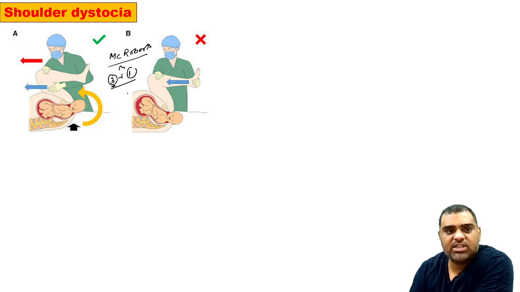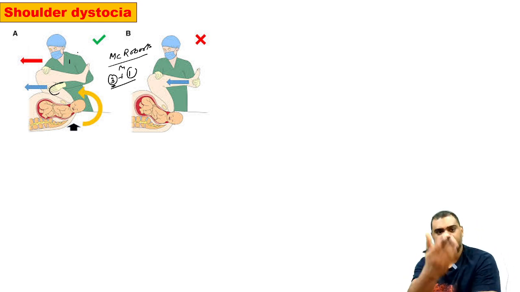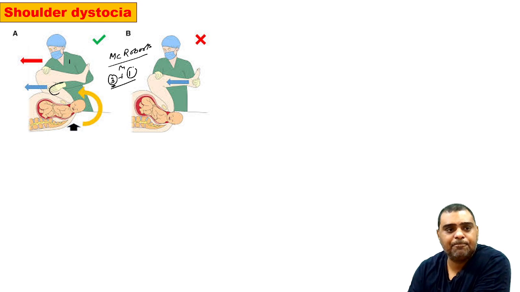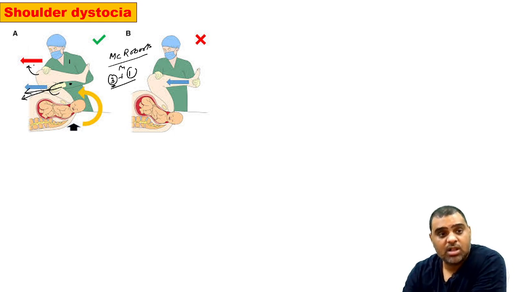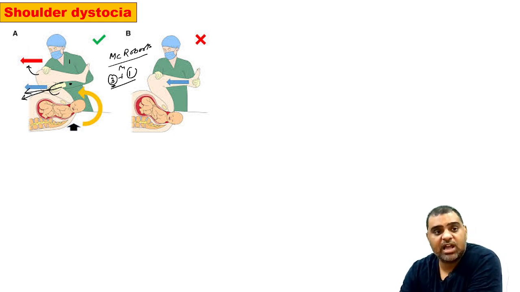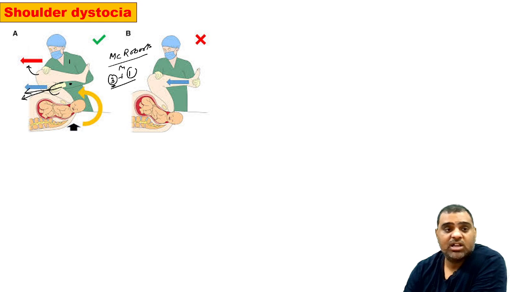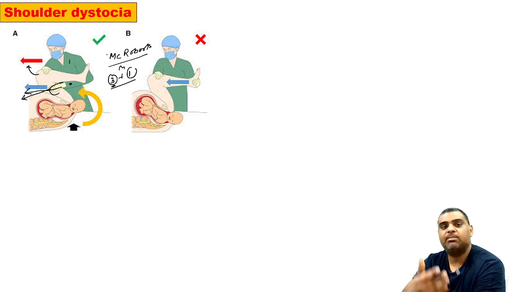One person will stand on one side, and another person will be standing on the other side, which is not showing in the diagram. This person will completely flex the thighs, and also abduct the thighs. So there is hyperflexion and hyperabduction of the thighs, and similar will be done by the other person.